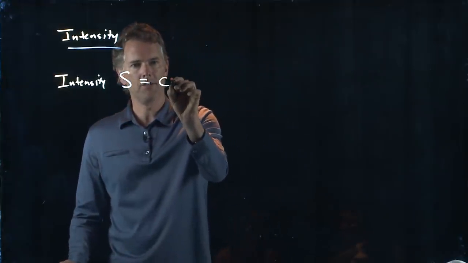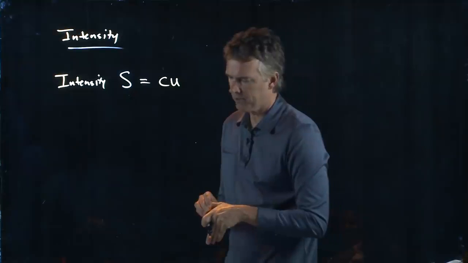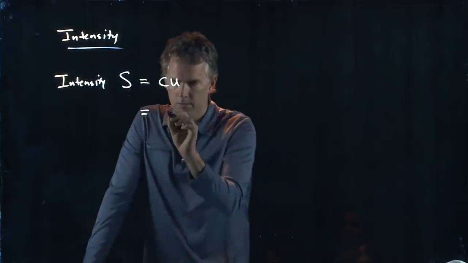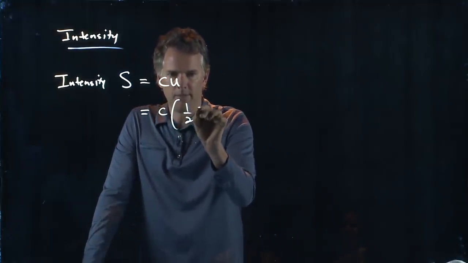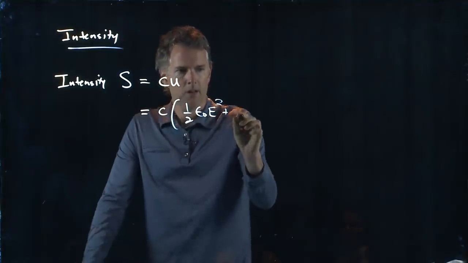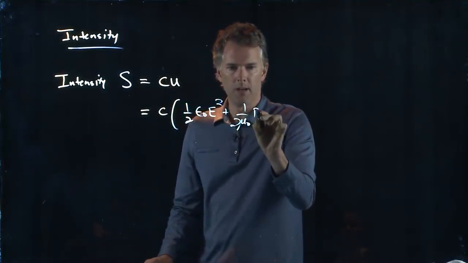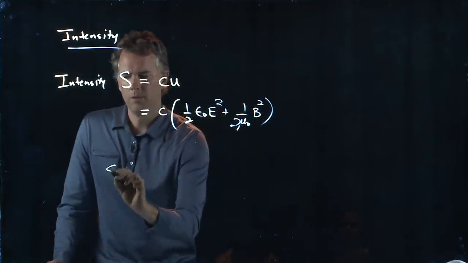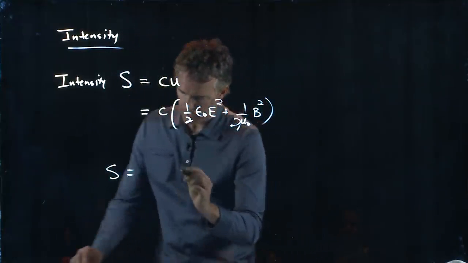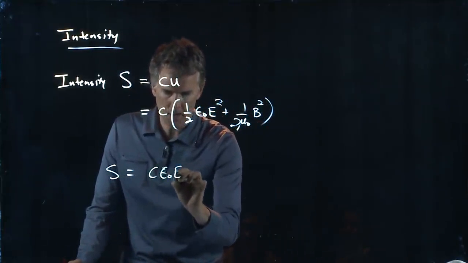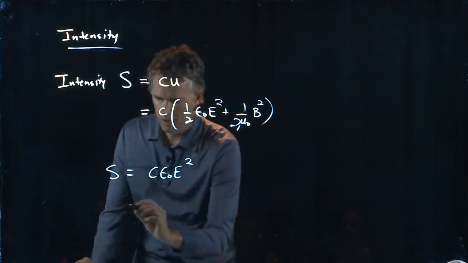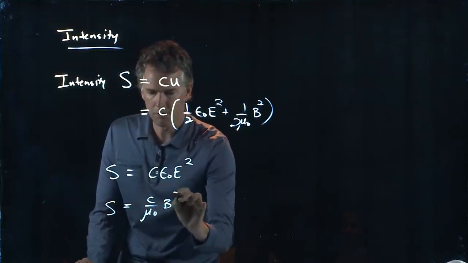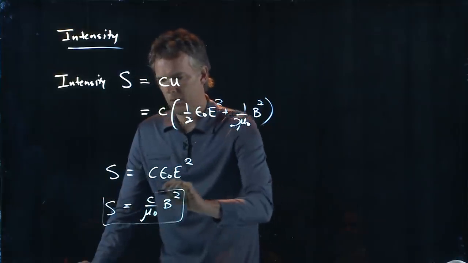Okay, so S is equal to U times C. But we know exactly what U is. U is 1/2 epsilon naught E squared plus 1 over 2 mu naught B squared. But those are equal, and so we can just double one of them. We can say S is equal to C epsilon naught E squared, or S is equal to C over mu naught B squared. Those are equivalent statements.